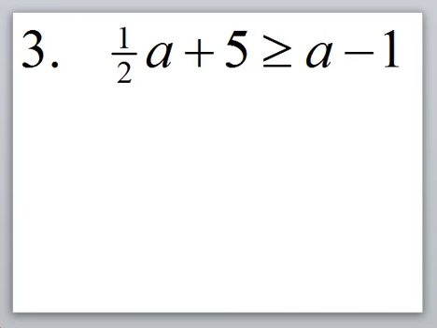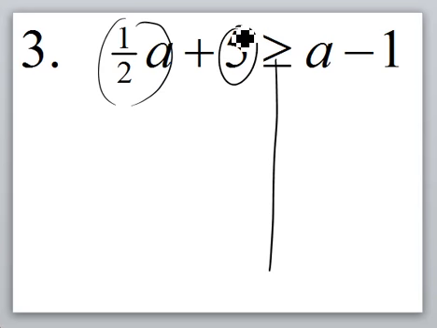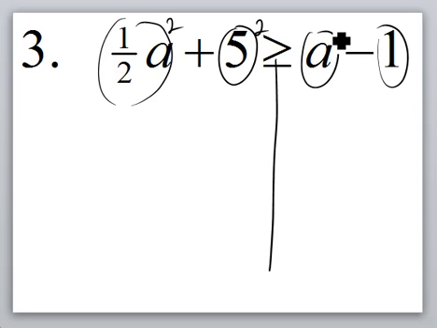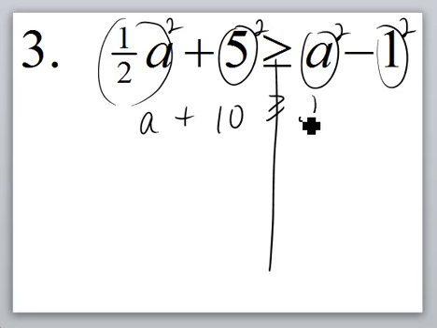Next example, I've got a fraction, so I need to get rid of my fractions. We know we multiply every term by the common denominator, which would be 2. That gives me a plus 5 times 2, which is 10. A times 2, which is 2a, minus 1 times 2 is 2. I'll go ahead and change my signs to plus the opposite at this time.